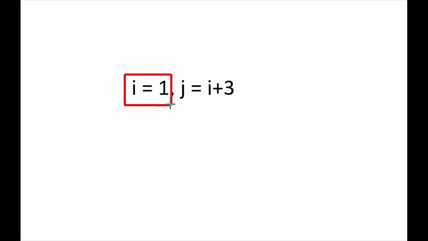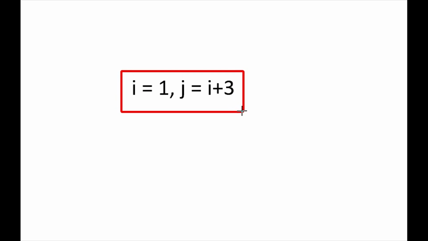Here is an example. The first expression is an assignment expression where I becomes 1, and the next expression is another assignment where j becomes 3 higher than I. This is a typical fragment found in a for loop in C or C++. And it is indeed an expression.